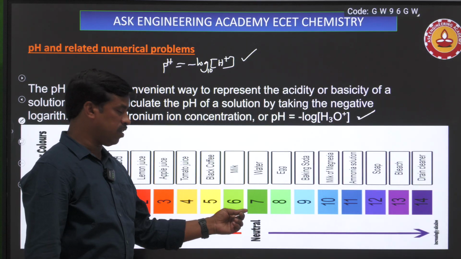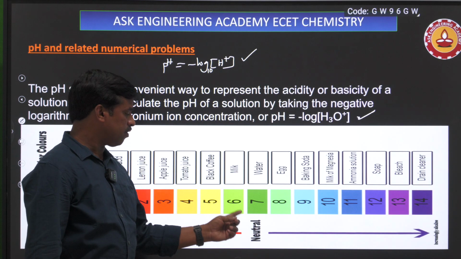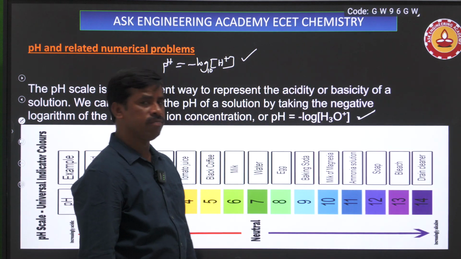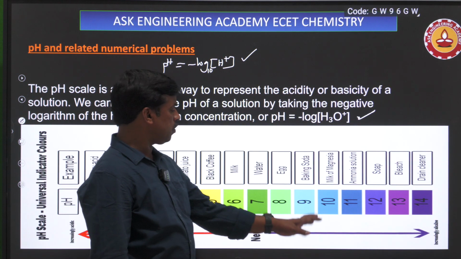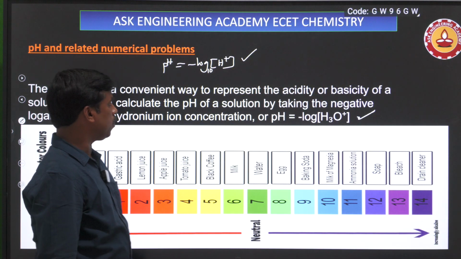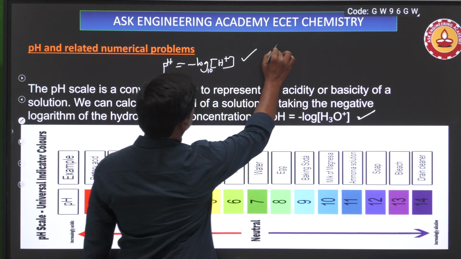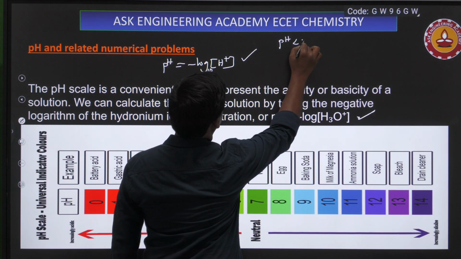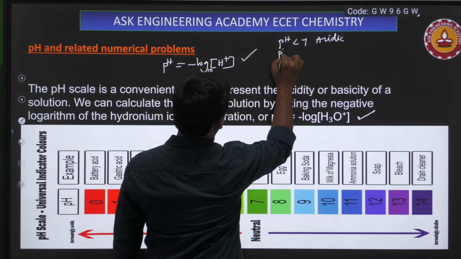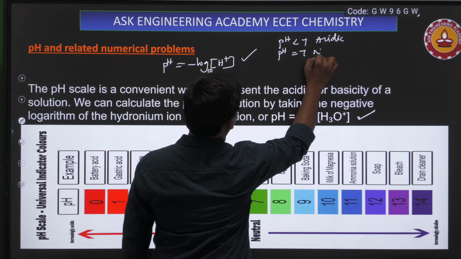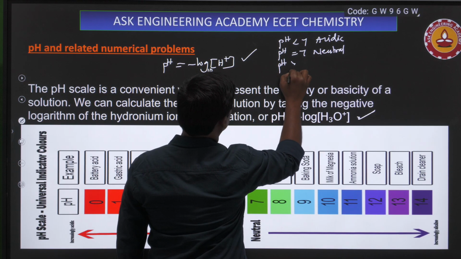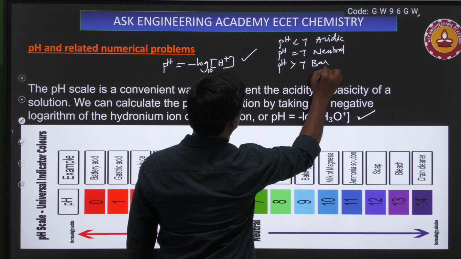When the pH value is 7, the compound acts as neutral. When the pH is between 8 to 14, these compounds behave as basic in nature. Here, pH less than 7 is acidic, pH equal to 7 is neutral, and pH greater than 7 is basic.